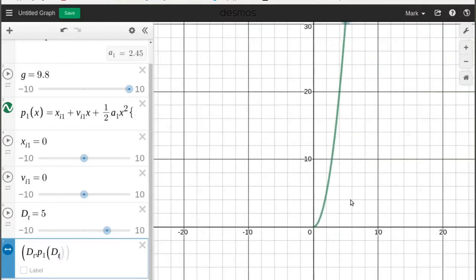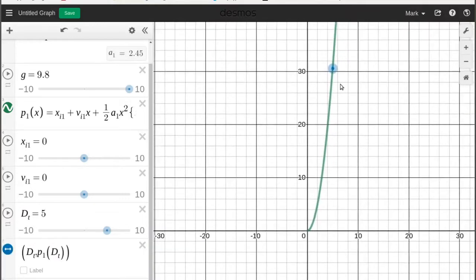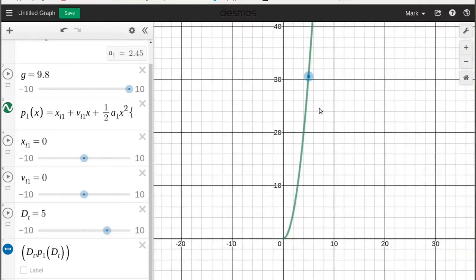Where is my point? There it is, way up there. So this is saying, given these conditions, after 5 seconds, the balloon would be 30.625 meters up in the air. That makes sense. That's plausible.